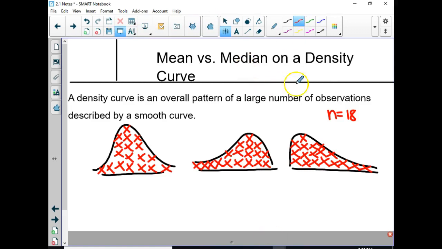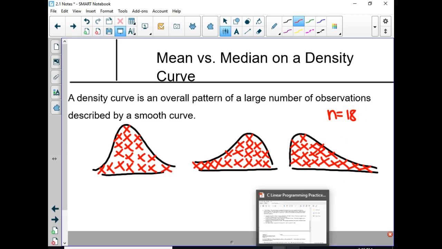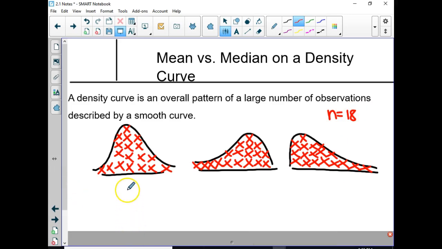Again, I know a large number of observations is not 18, but for purposes of learning, we need to do this. So I went ahead and made my own dot plot that modeled the density curves that are symmetric, skewed left, and skewed right, and each one of them has 18 observations, okay?